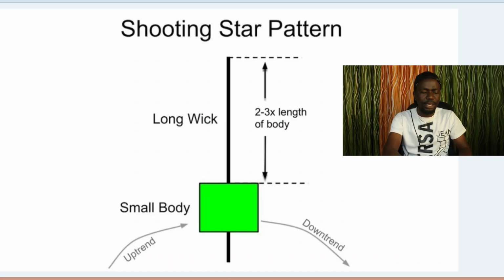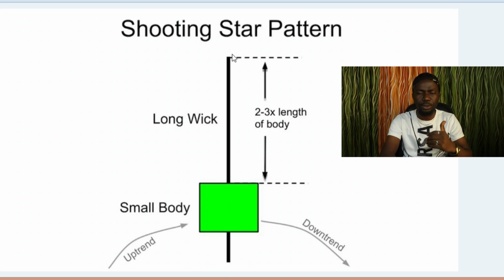This is how a shooting star looks. Once you identify a shooting star at a resistance level, then know that the price cannot go up again. Formerly, the price was in an uptrend, right? The price opened here and then the buyers pushed the price all the way to this point, right? What happened when the price got to a resistance level? The sellers now step in and push the price down, right? So that is why you see this rejection candle.